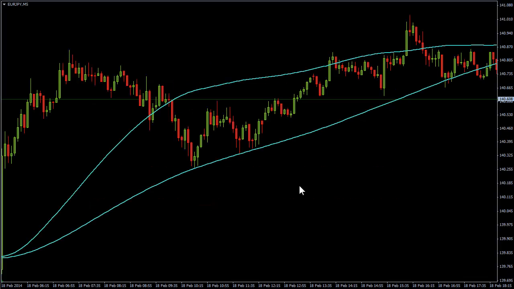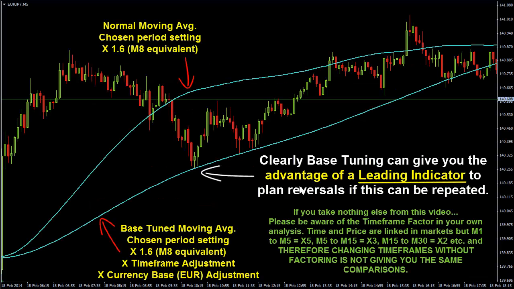Okay, we have the Euro-Yen M5 here with two moving averages on it, and I started with a period setting that I liked, and then I modified both of these times 1.6 on that period setting. That just changes it from M5 view to M8 view, but while this one stopped there, this one has also been modified by the time frame as well as the Euro base pair.